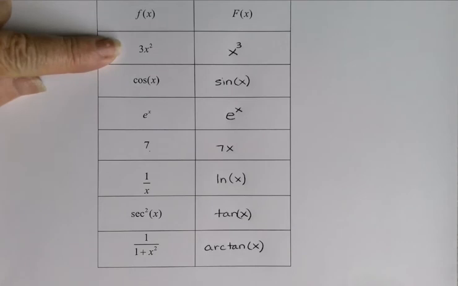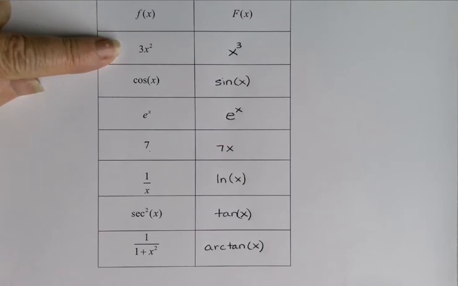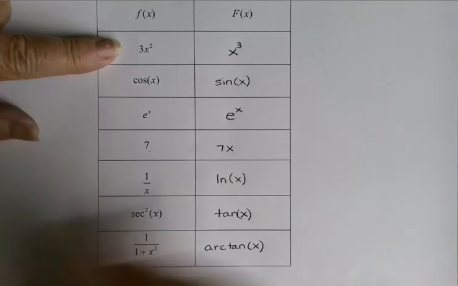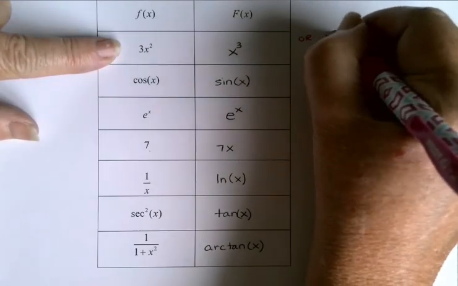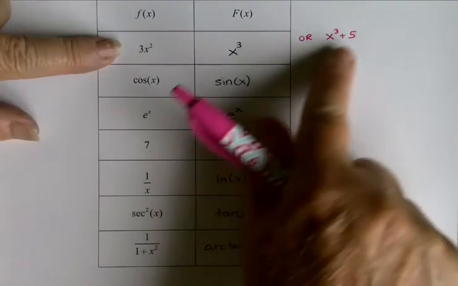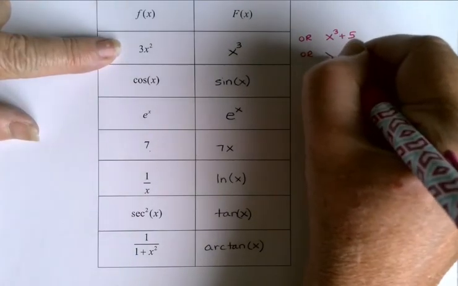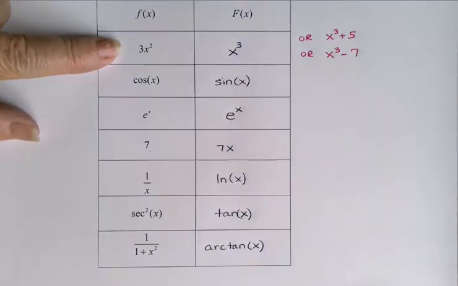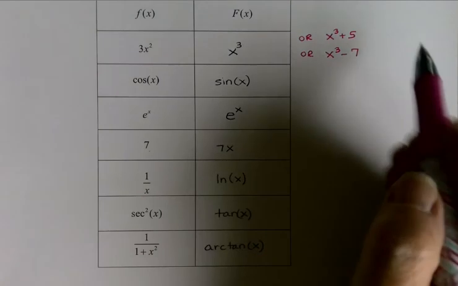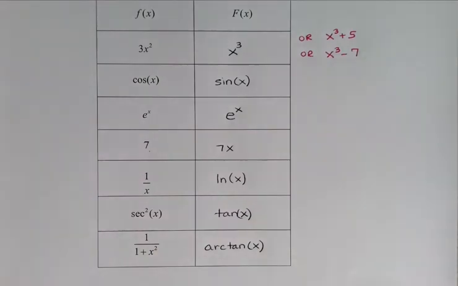So let's come back up here to this first one. We certainly know that the derivative of x cubed is 3x squared, but are there any other functions that also have a derivative of 3x squared? Actually, there's infinitely many. For example, x cubed plus 5 also has as its derivative 3x squared, since the derivative of the 5, the constant term, is 0. Or x cubed minus 7 would also have a derivative of 3x squared. Right? In fact, you could add or subtract any constant to any of these without changing the derivatives.